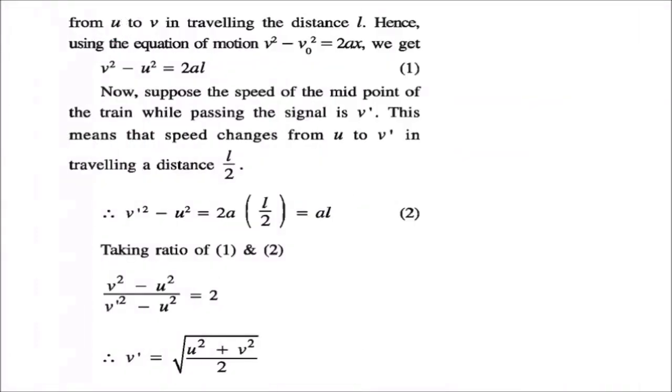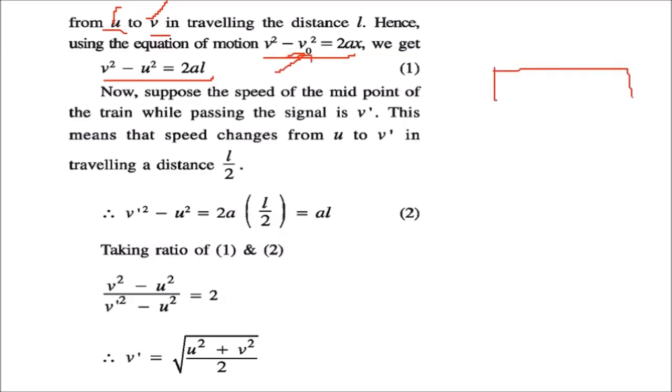And we know the equation v square minus v0 square equal to 2ax, or v square equal to u square plus 2as. Let us put the values here. Initial is this, final is this. So this is the equation. We are just putting these values.